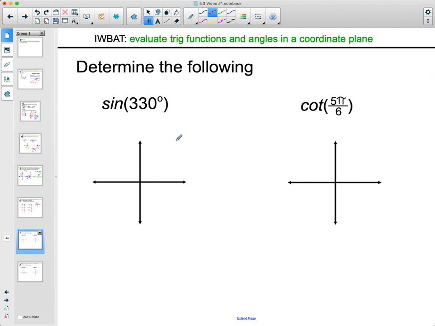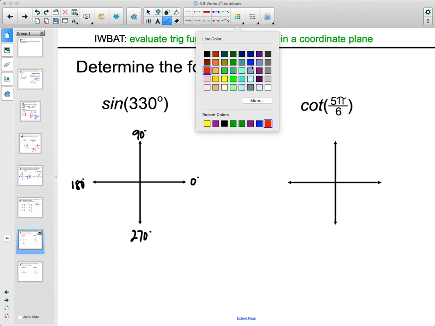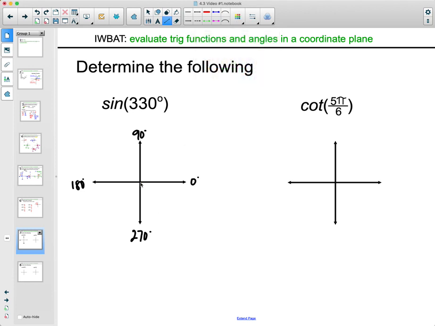So then let's take a look at actually evaluating. Sine of 330. Okay, so again, this is 0 degrees. This is 90 degrees, 180 degrees, 270 degrees. So 330 is going to be in that fourth quadrant. So I'm going to draw the angle and I'm going to draw the reference triangle.